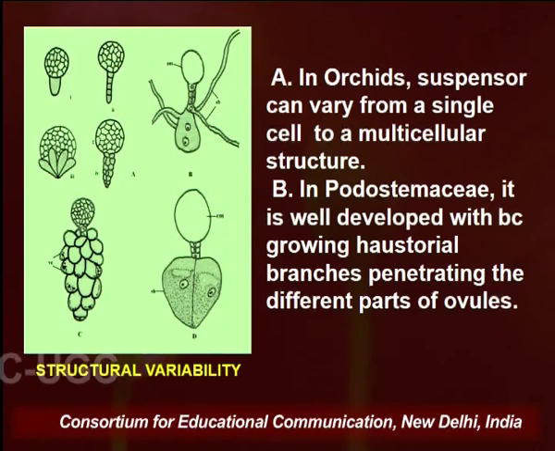In Podostemaceae, that is the B diagram, the suspensor is well developed and this basal cell grows haustorial branches also, which penetrate the different parts of the ovules and try to take up the nutrition from there and pass it on to the developing embryo.